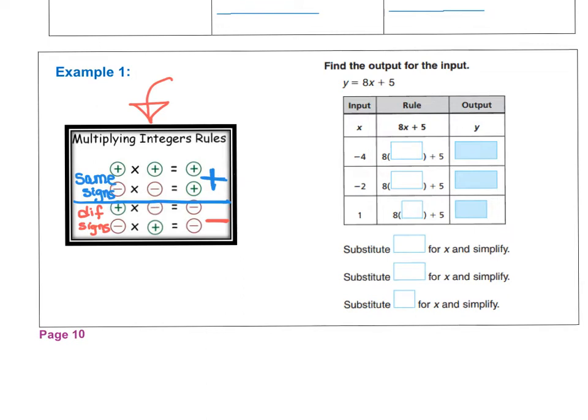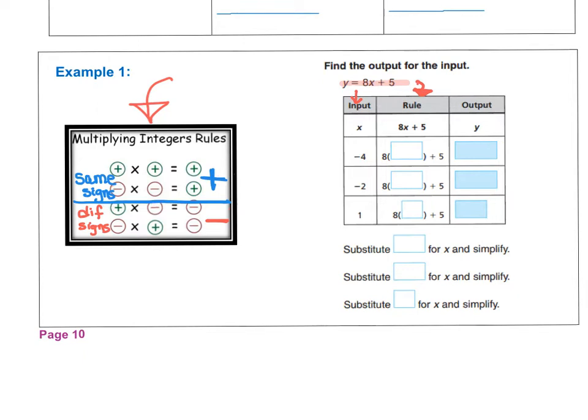Okay, so now let's move on to our input-output table. So we see our function here that we're going to try is y equals 8x plus 5. Y equals 8x plus 5 is our rule, and you see our rule is written in the middle. On the left side, we have input. So these are, if you remember from our vocab, our x values: -4, -2, and then a 1.